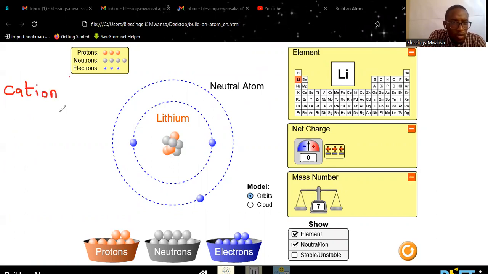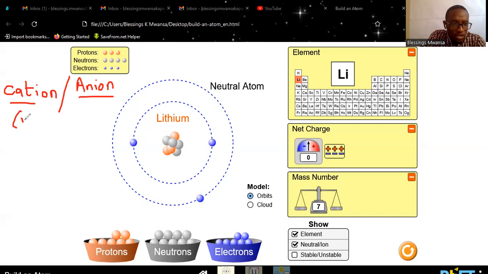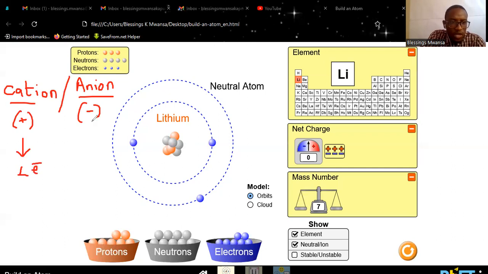If you want to learn more about this, you can go back to my atomic structure lessons and you will find the information there. So we have ions, which are called anions and cations. A cation is positively charged, and an anion is a negatively charged particle. To become a cation, you have to lose electrons. To become an anion, you have to gain electrons.